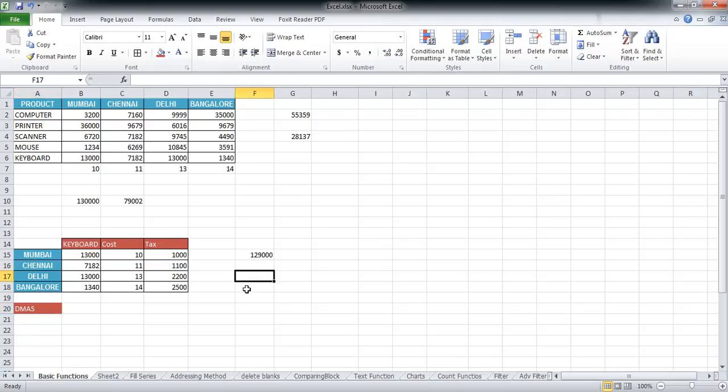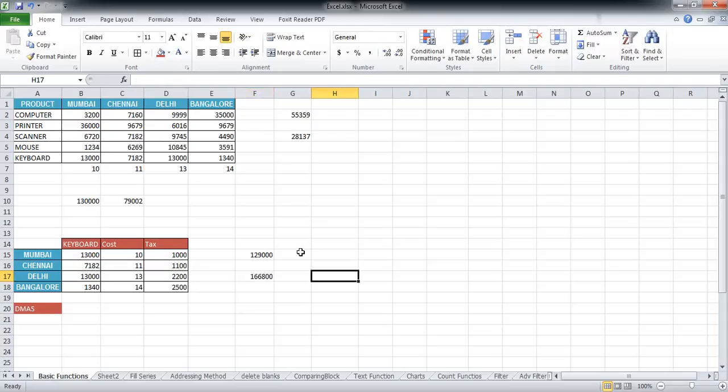We can check out our theory by applying it to different entities, and we can check it for Delhi. We go ahead and multiply the number of keyboard sales by the cost of an individual one, minus the tax in that city. Pressing enter gives the result, and it is in accordance with our assumption that the multiplication would be performed first and then the subtraction.